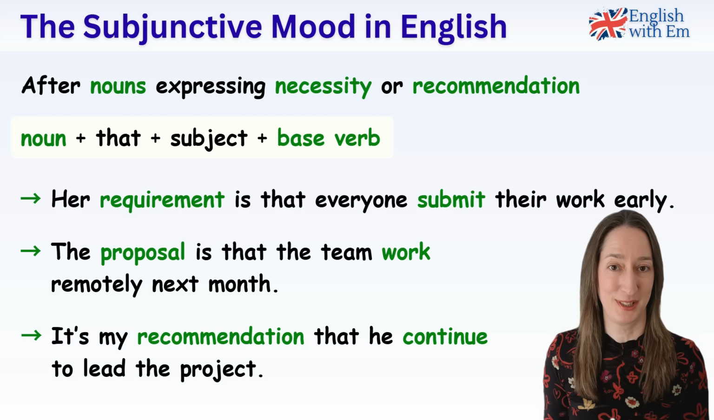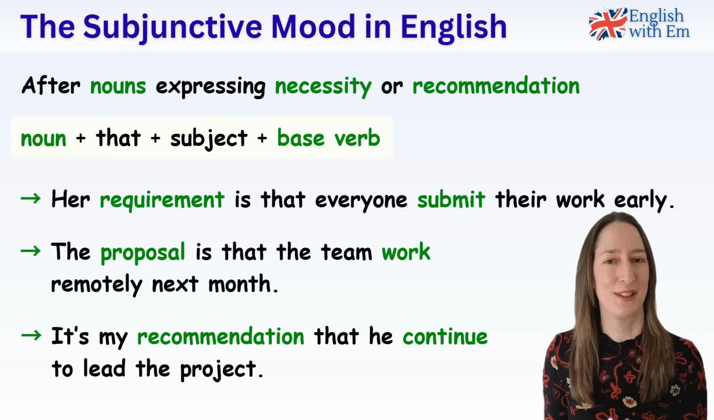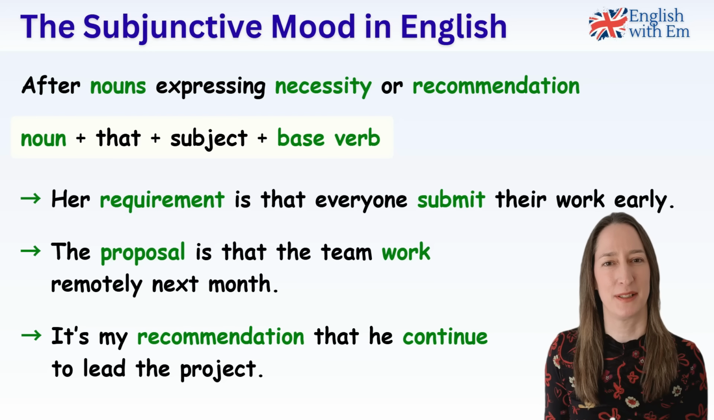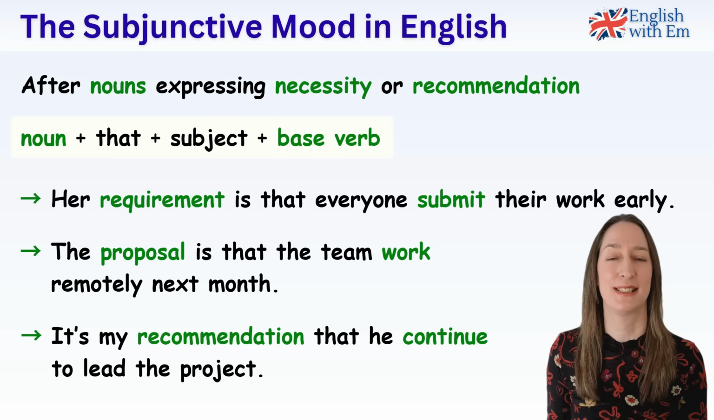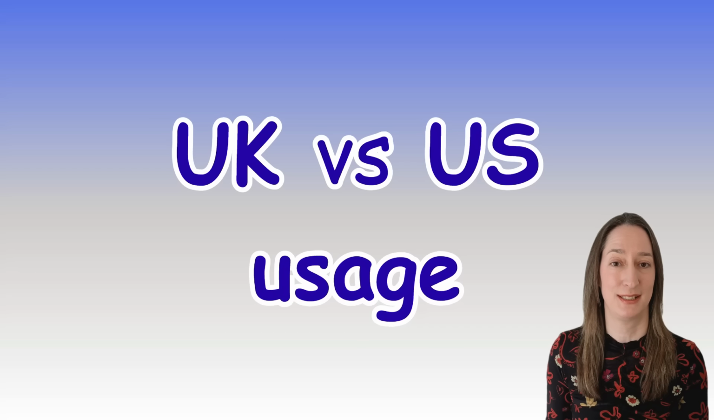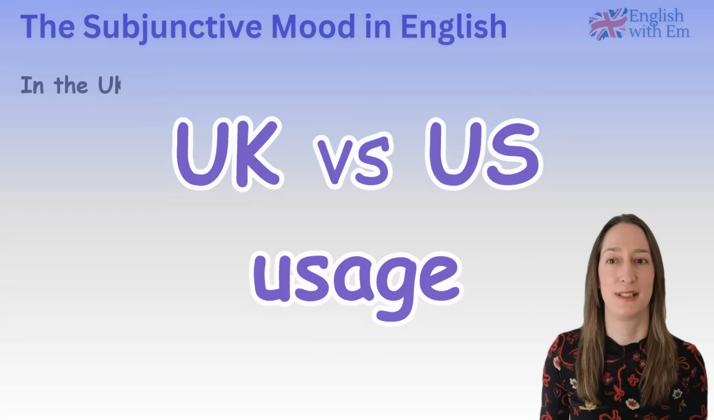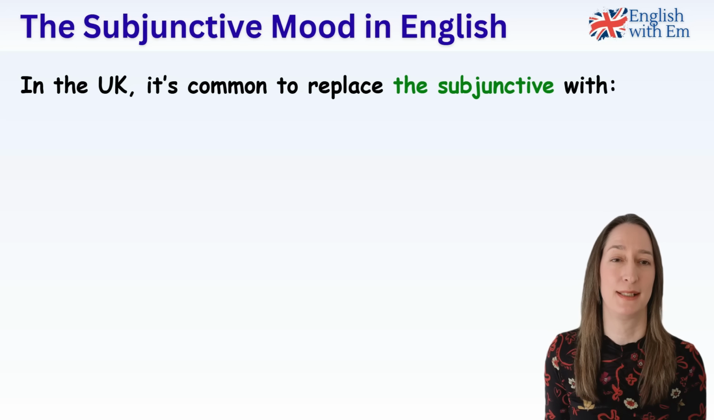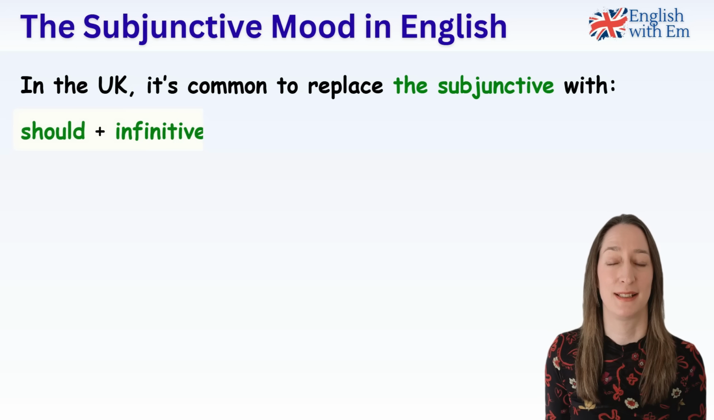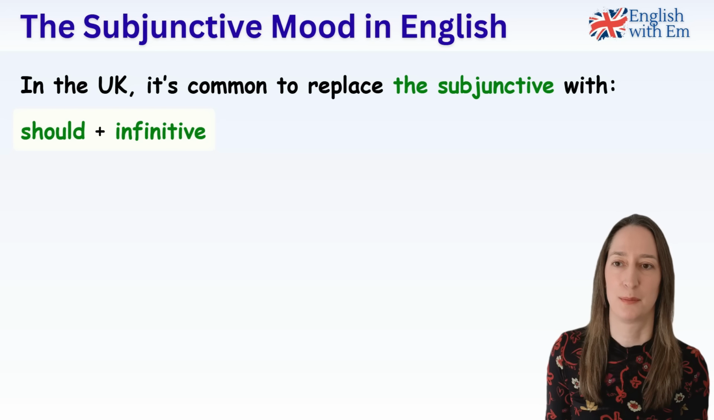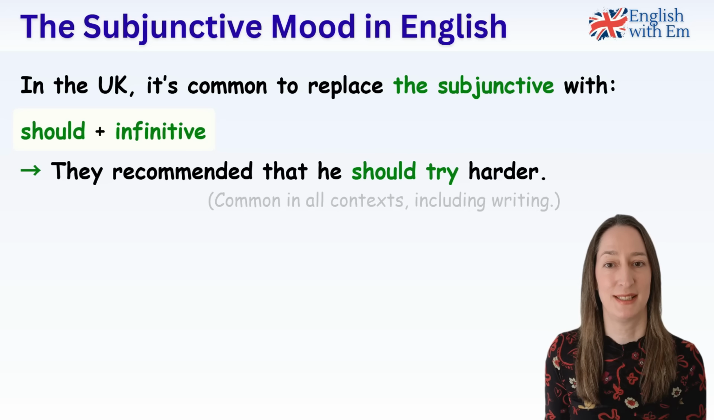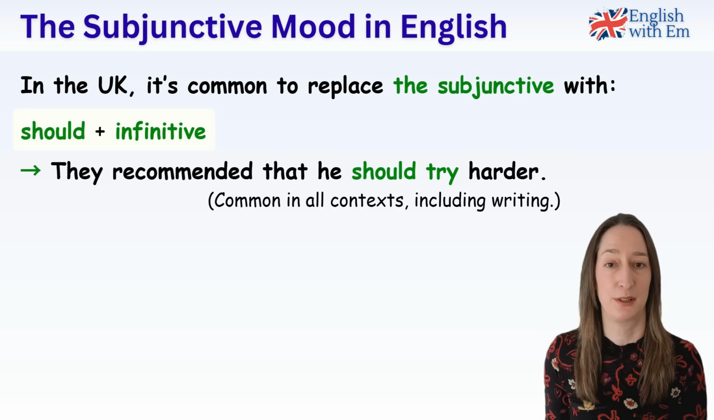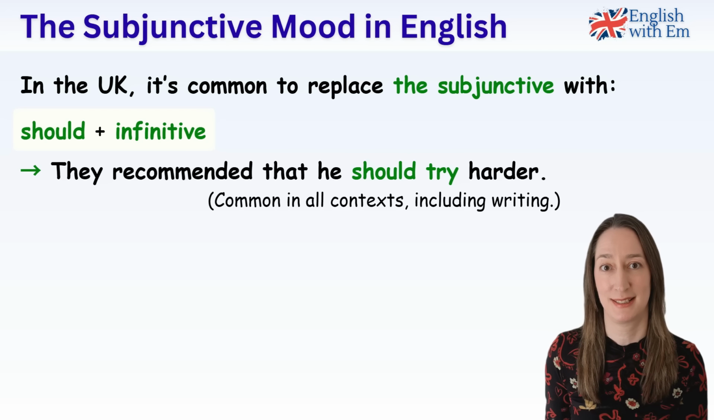Now, you can see that all these examples are quite formal. You don't hear the present subjunctive used that much in casual conversation. Now, I just want to point out here that there is a difference in UK versus US usage. So in the UK, it's common to replace the subjunctive with should and the infinitive. For example, they recommended that he should try harder. This is very common in all contexts, including writing. So you may well see this even in academic texts.